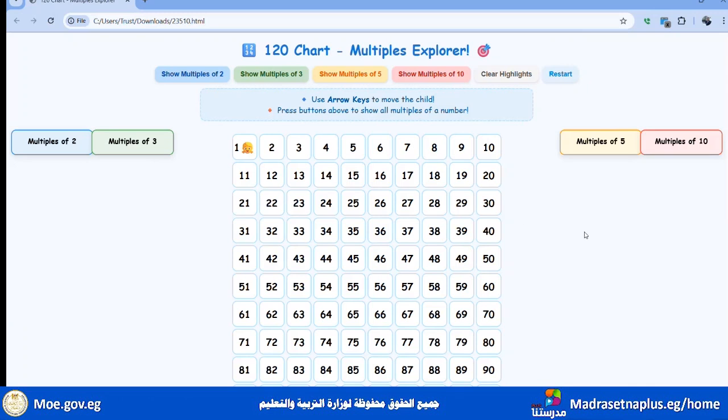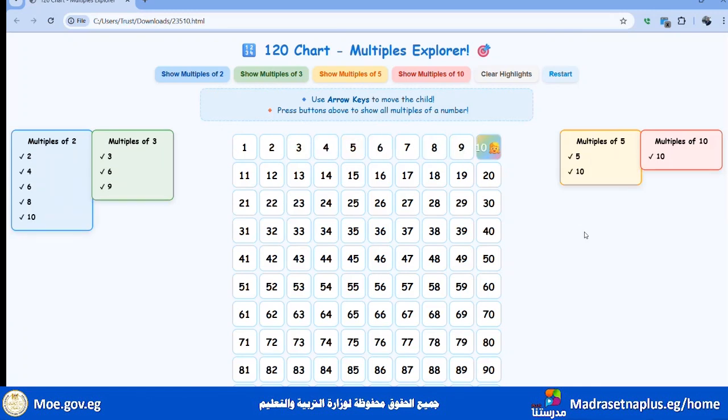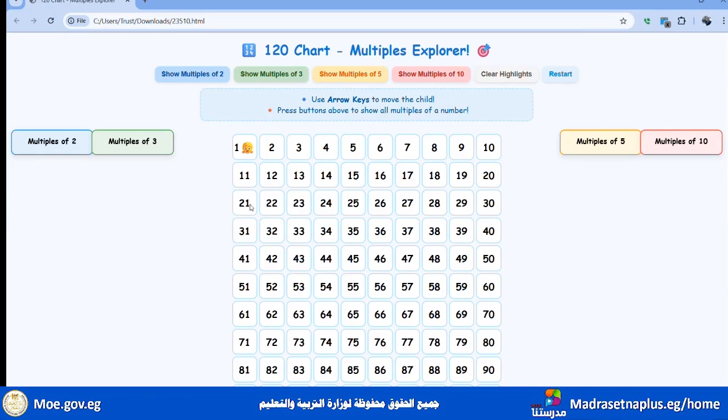Okay. Another question. What about 10? If the child stopped at 10, 10 is a multiple of what? Yes, 10 is a multiple of 2, a multiple of 5, and a multiple of 10 too. Look at 10: 10 for 2s, 10 for 5s, and 10 for 10s. Let's clear.